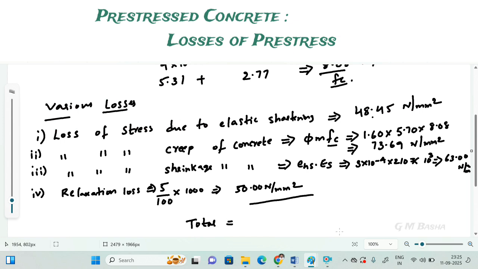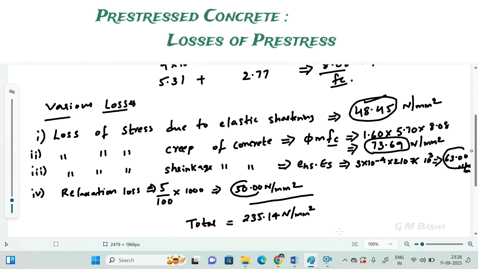Then take down all the total losses. So what are the total losses? 48.45 plus this 73.69 plus, and again this 63 plus, and again this 50. So the total, how much you will get? 235.14. Maybe you will get some digits different like 234 or 236. So no problem. Okay. So the total losses will be taken around 235.14.